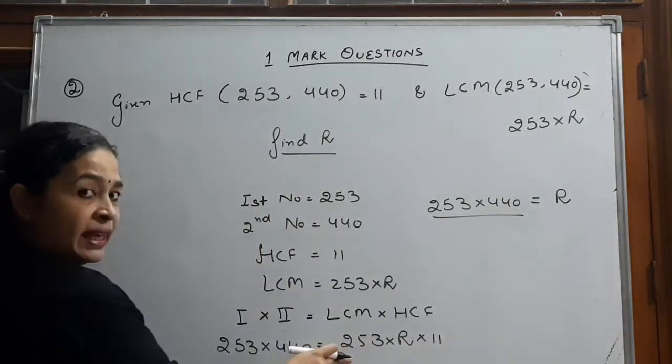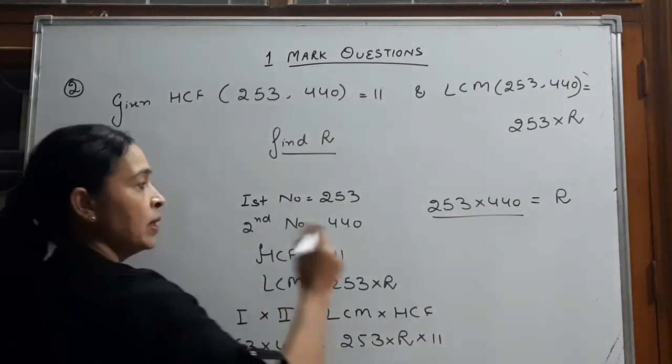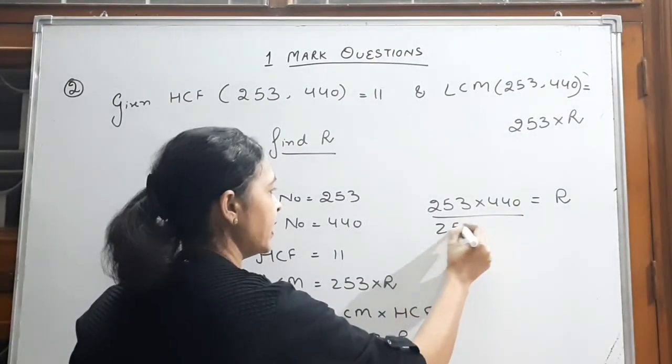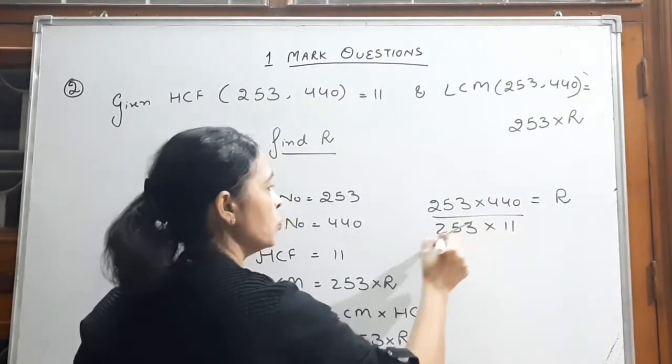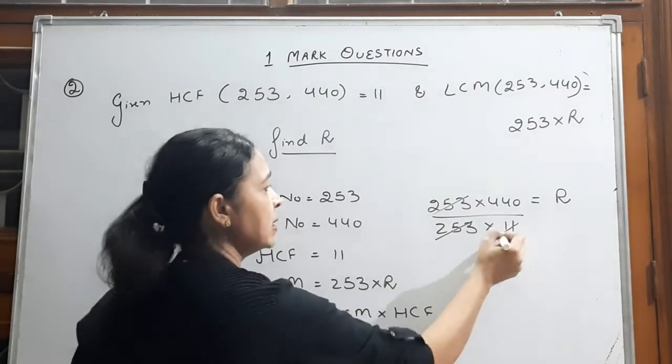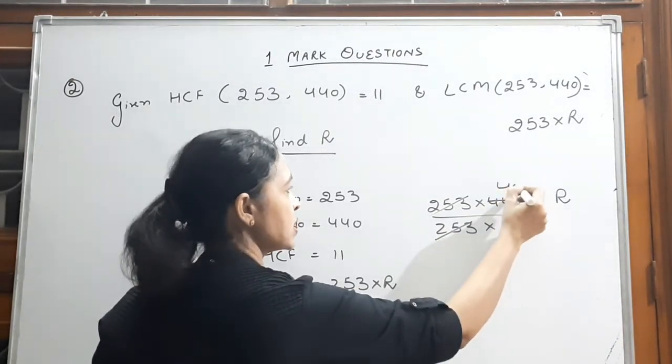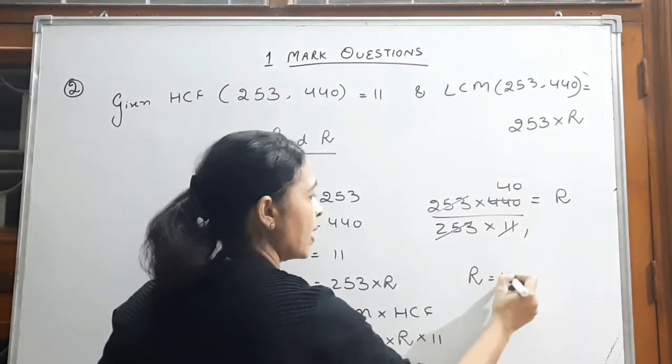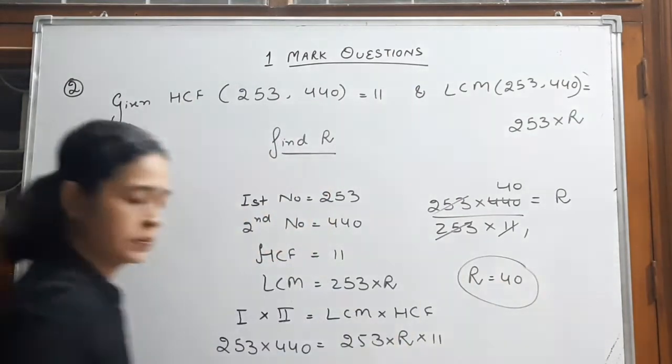11 and 253 are multiplied with R. They will come to the left hand side and we will divide them: divide by 11. 253 and 253 get cancelled. 11 ones are 11, 11 fours are 44, 0. Value of R is 40.